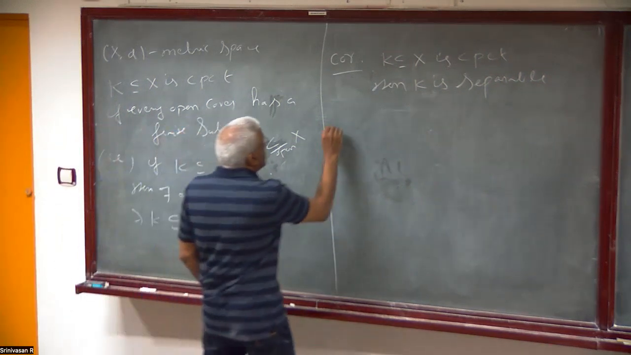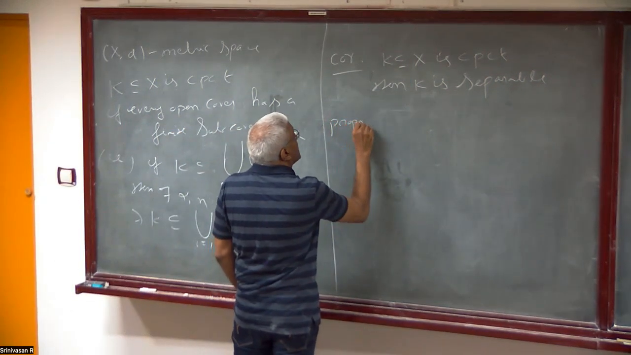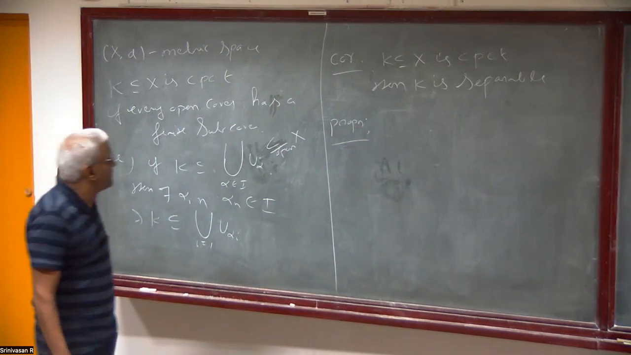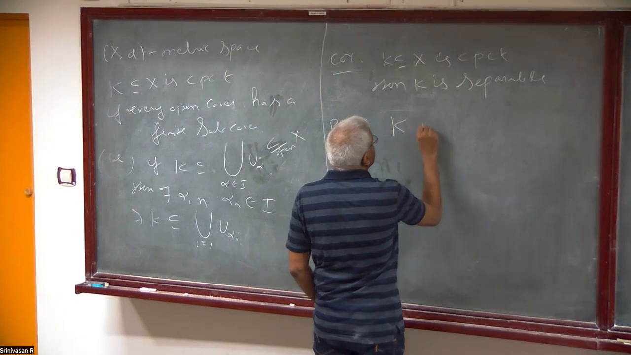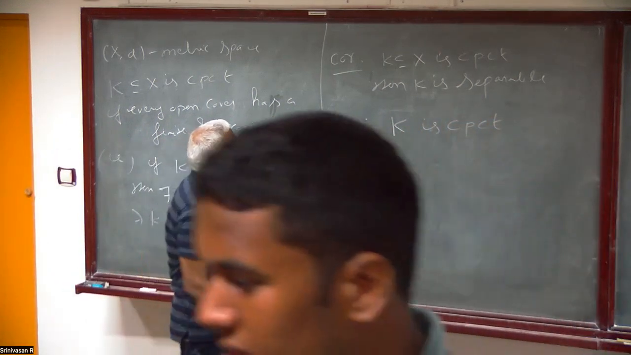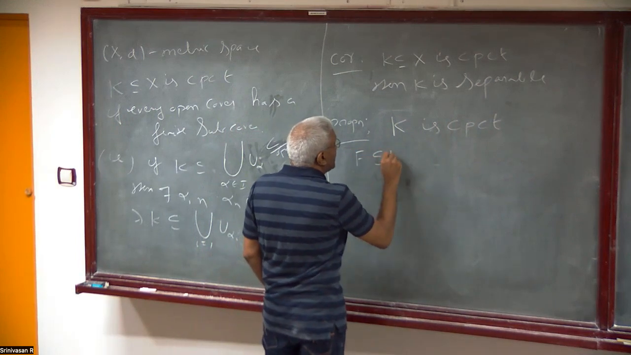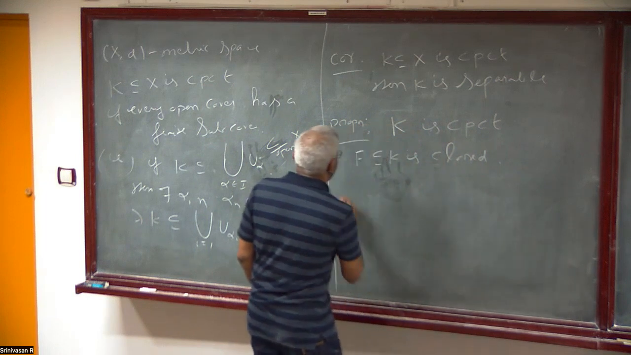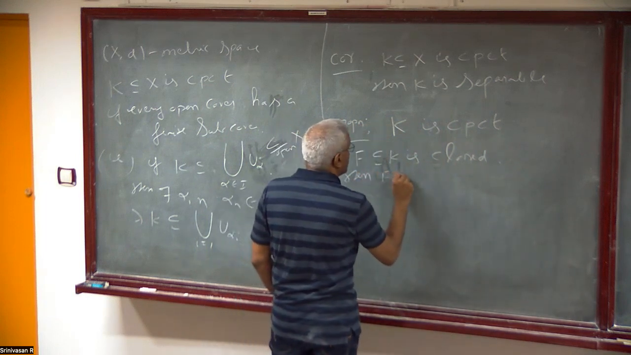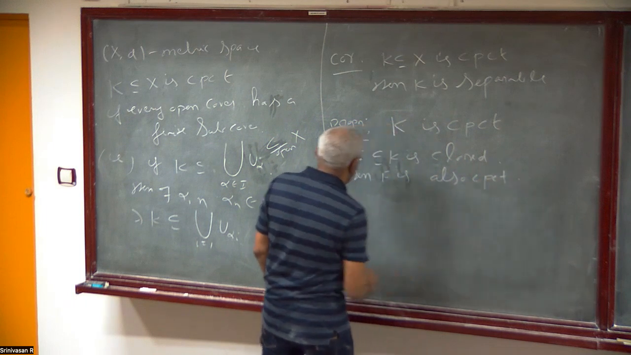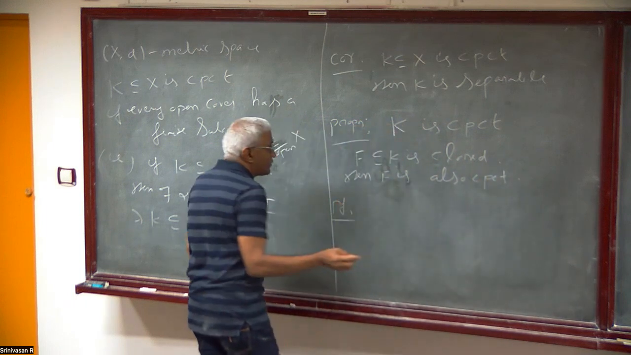Now we want to prove the following. We want to see the properties of compactness. First, the proposition. If K is compact, K is contained in some metric space, and suppose F contained in K is a closed subset, then F is also compact. Proof. The proof is very simple.